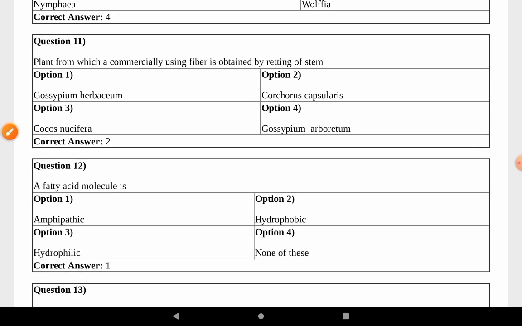Our next question is plant from which a commercially used fiber is obtained by retting of stem. Option 1 Gossypium herbaceum, option 2 Corchorus capsularis, option 3 Cocos nucifera, option 4 Gossypium arboreum. The correct answer is option 2, Corchorus capsularis.